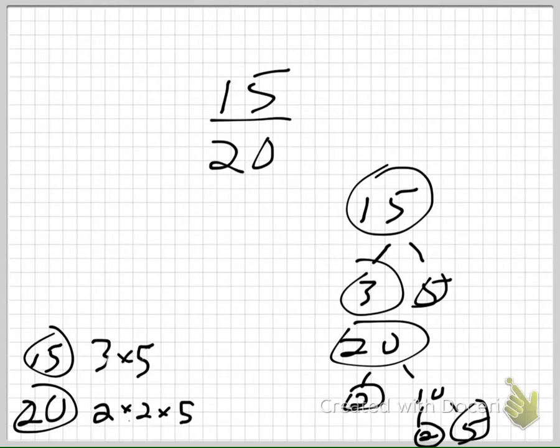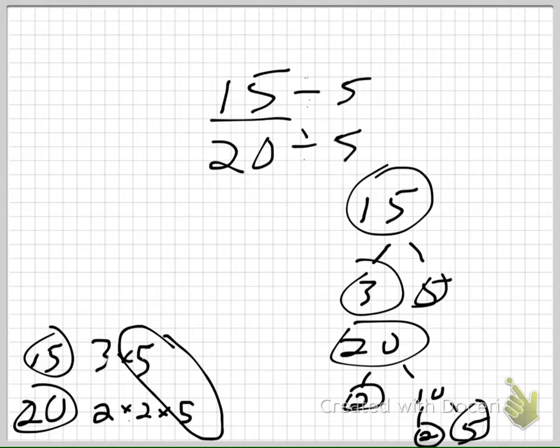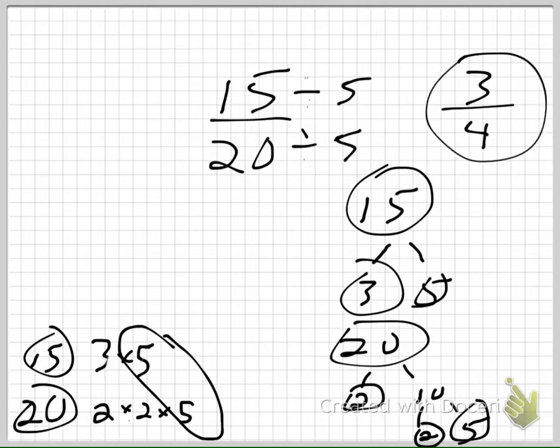What are the common factors here? 5. That means the greatest common factor is 5. You could have figured that out, right? You all saw that the greatest common factor was 5, which means that I can divide both the top and the bottom by 5. 15 divided by 5 is 3. 20 divided by 5 is 4. That's how you do it.